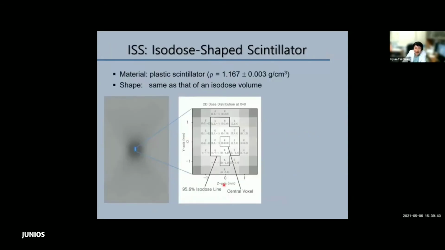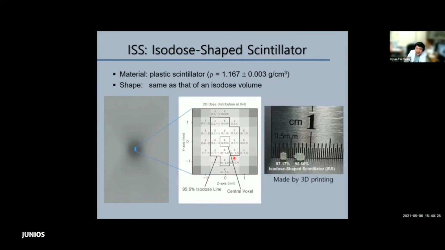So we made a very interesting detector, an isodose shaped scintillator. The material is plastic scintillator. Its density is close to 1, and the shape is the same as some of the isodose surfaces. For example, here the dose distribution is given in voxels, and this center voxel is the dose to the center point. If we make our detector in this shape, then we know the dose rate to every voxel inside by the Gamma Knife LGP. So we can calculate the volume average factor easily.